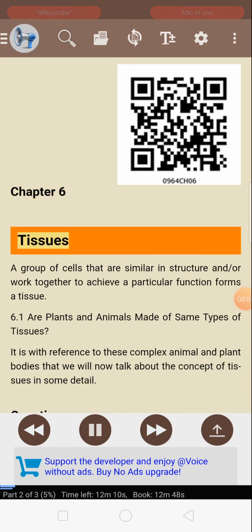Do plants and animals have the same structure? Do they both perform similar functions? There are noticeable differences between the two. Plants are stationary or fixed, they don't move. Since they have to be upright, they have a large quantity of supportive tissue. The supportive tissue generally has dead cells.